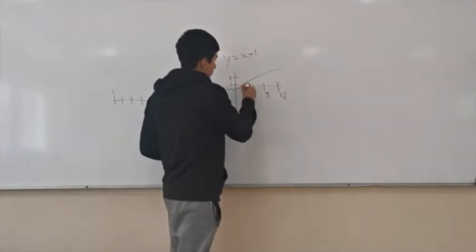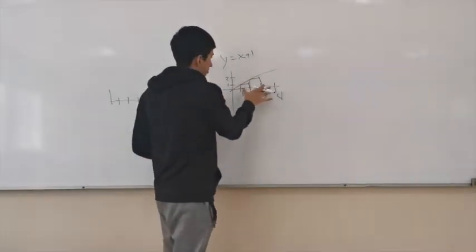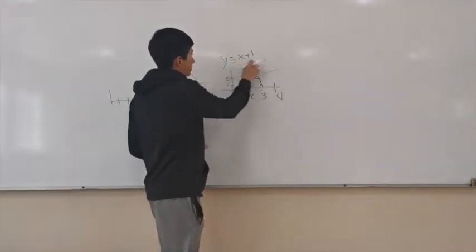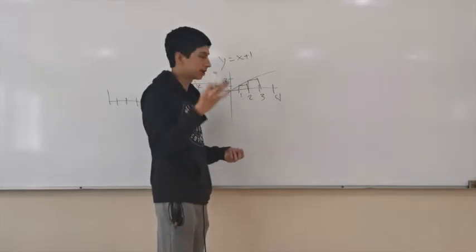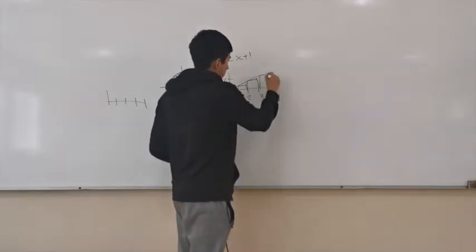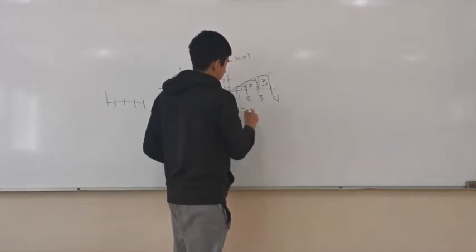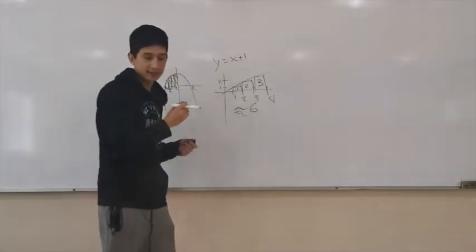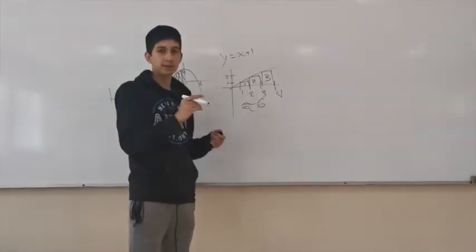And you have to make the rectangles. I want to know the area between 1 and 4 of this graph. So I divided it in 3 rectangles, I get the area of each rectangle and sum them. The value of this integral from 1 to 4 is approximately 6.